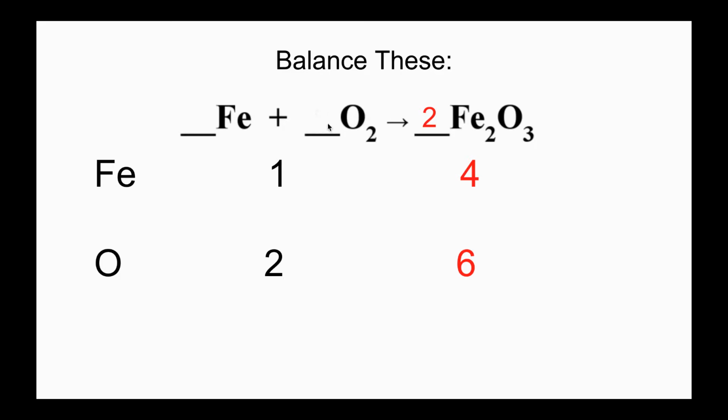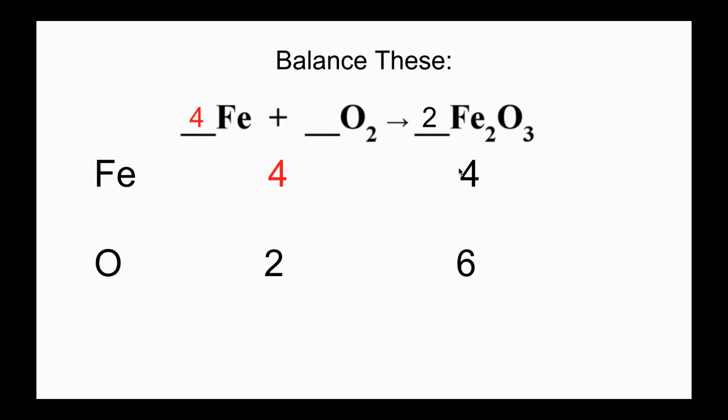So you can never have coefficients that are not whole numbers. They always have to be whole numbers as well. So that's another tip. Now, next, let's change the iron. So we have 4 irons now on this side, because 2 times 2 is 4. Since I have 4 irons on this side and only have 1 on this side, all I need to do is put a 4 right there to change that and balance my iron.